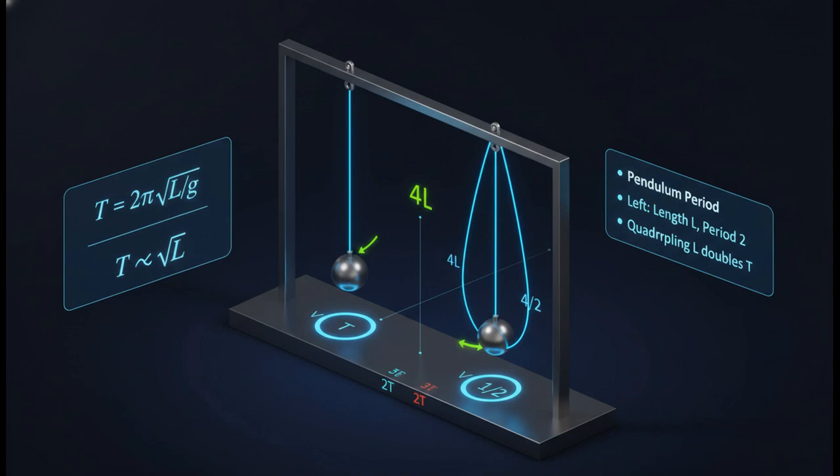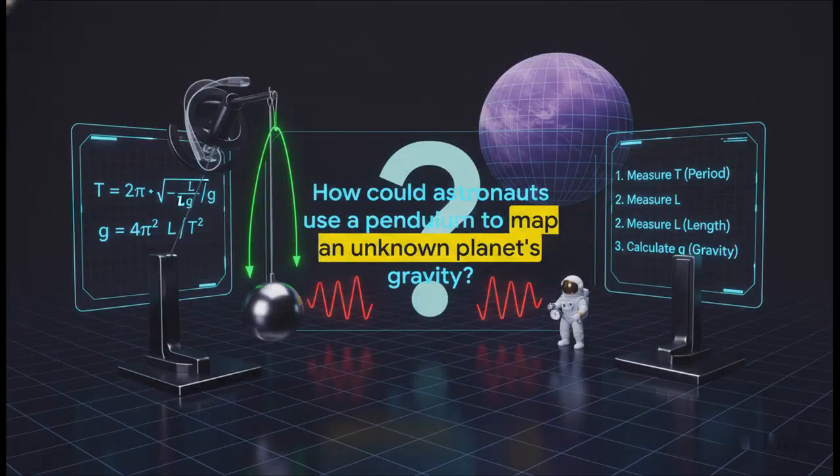And the reason is right there in our formula. The period isn't proportional to the length, it's proportional to the square root of the length. So if you make the length 4 times bigger, the period increases by the square root of 4, which is 2. The period doubles. And this all leads to a really cool final idea.